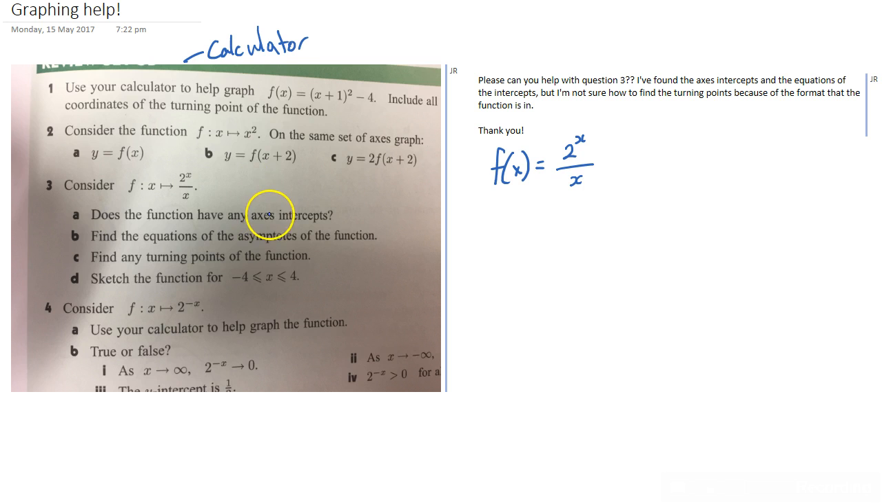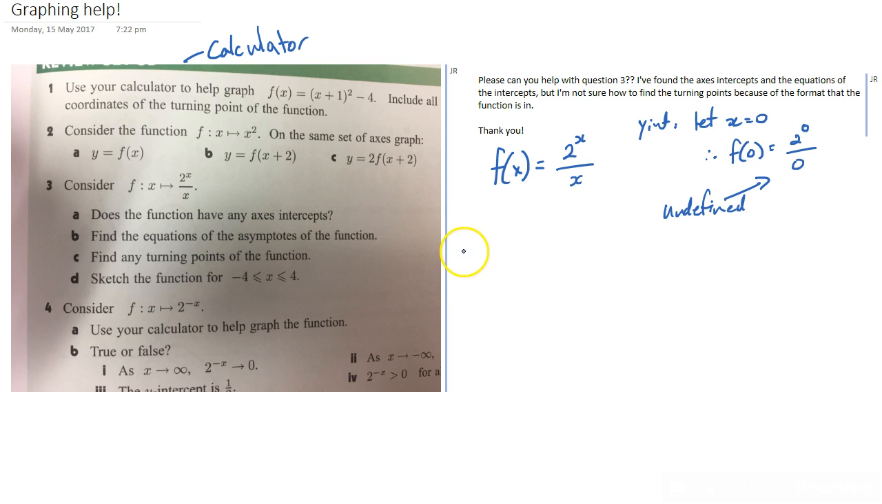Does the function have any axis-intercepts? Well, to find the y-intercept, what do we do? Let x equal 0. So f of 0, I'm going to have 2 to the power of 0, which is of course 1. Oh, but I'm going to divide by 0. What does that mean? No good, is it? Dividing by 0, undefined. So it's not going to work. We're not going to have an intercept on the y-axis because x can't equal 0. It would make the function undefined.